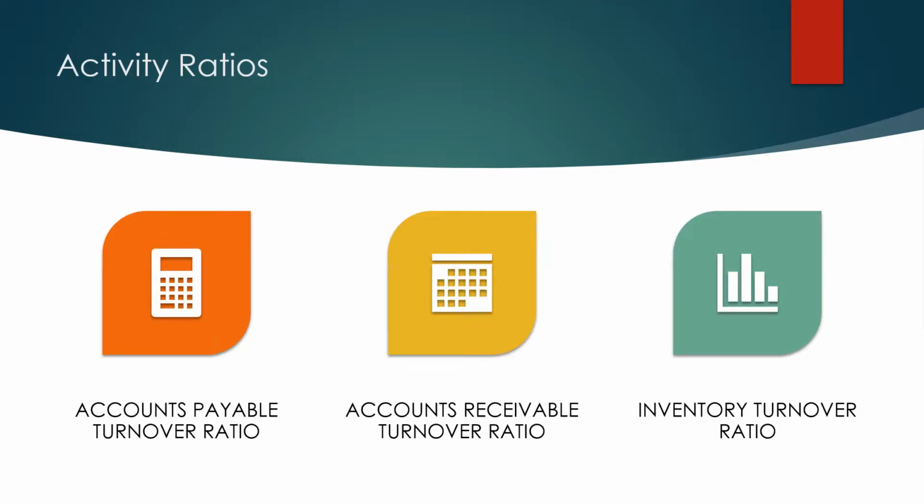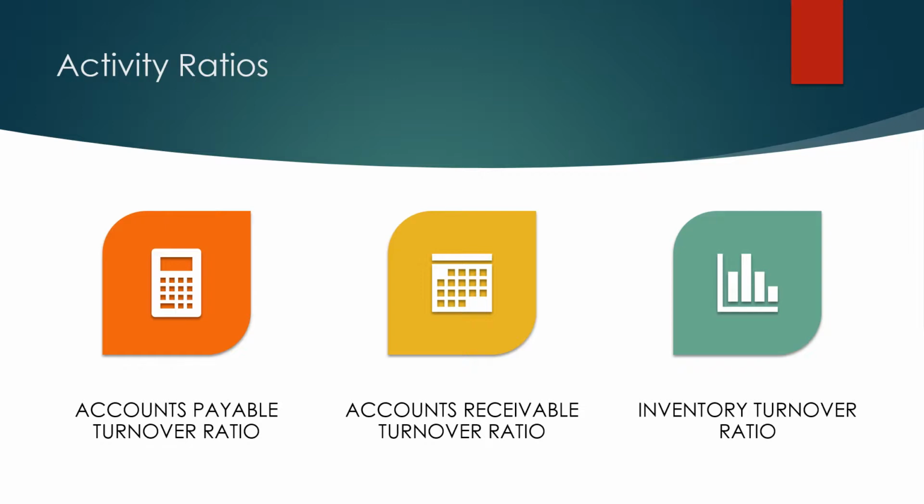The next set of financial ratios that I'm going to be talking about are the activity ratios. The activity ratios are used to show how effectively the company is at collecting its receivables, turning over the inventory, and paying their bills, all of which can show if the company has control of its operations.